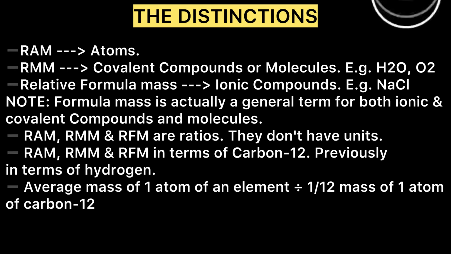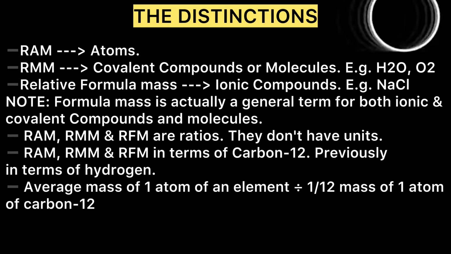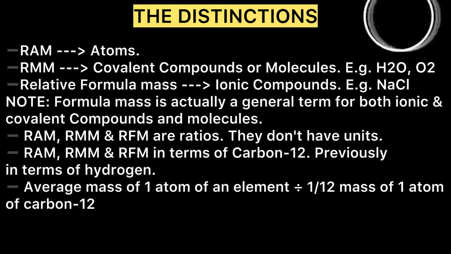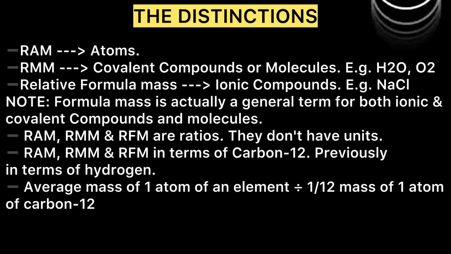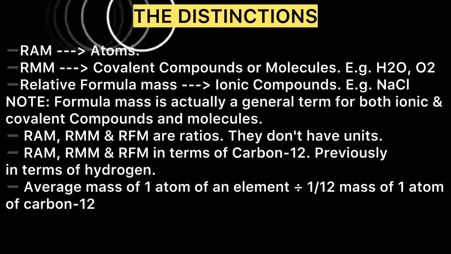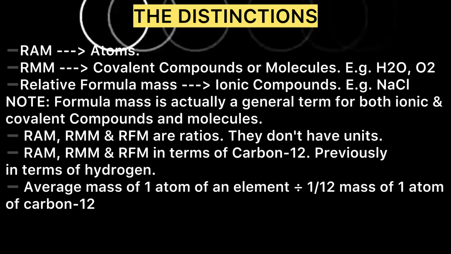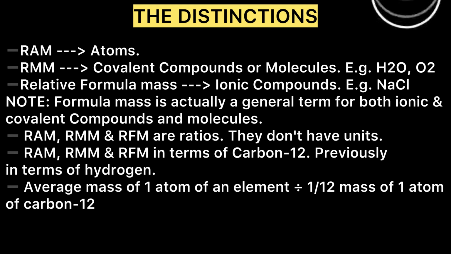In case they ask you a concept question this time, with no calculation, just say what is the definition of relative atomic mass or relative molecular mass. If it's molecular mass, it's going to be the mass of one molecule of, for instance, hydrogen, divided by 1 over 12 of the mass of one atom of carbon 12. Molecular mass is for molecules, atomic mass is for atoms, while formula mass is for ionic compounds.